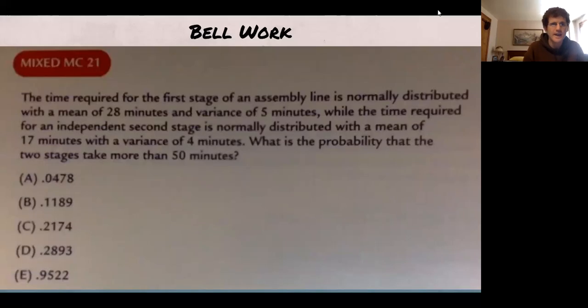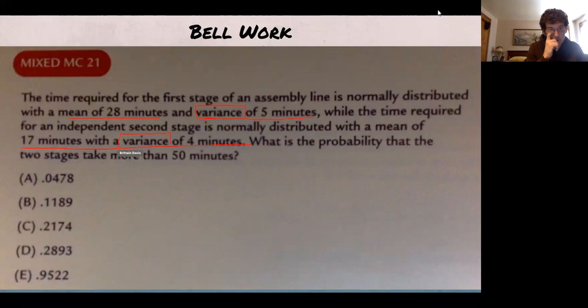Okay, so we have a couple of random variables that are being combined because we have two stages of a manufacturing process. The first one has a mean of 28 and a variance of 5. Now the time required, so anyways, the next one has a mean of 17 and a variance of 4. The key thing right here is that we're talking about a variance.